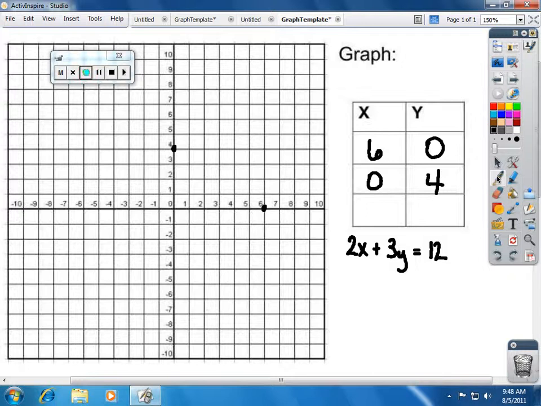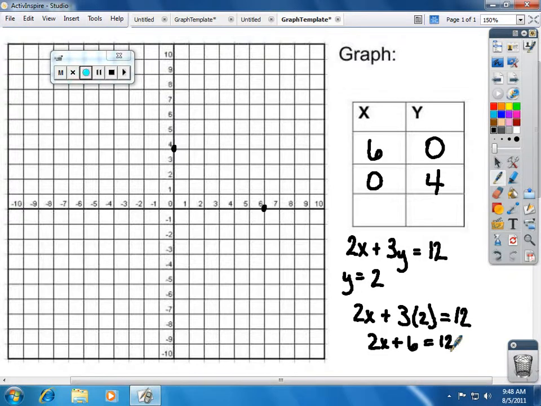So again, I'm going to set y equal to 2 and plug that in for y in my equation. So I will have 2x plus 3 times 2 equals 12. So I have 2x plus 6 equals 12. I'm going to subtract 6 from both sides. So I would have 2x equals 6. Okay. If I divide both sides by 2, my x is going to be equal to 3. Therefore, my third point on my graph will be the point 3, 2.